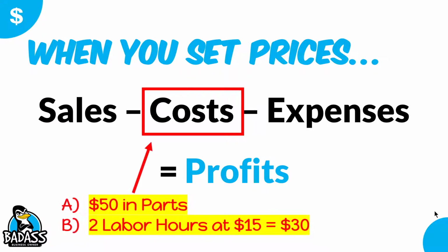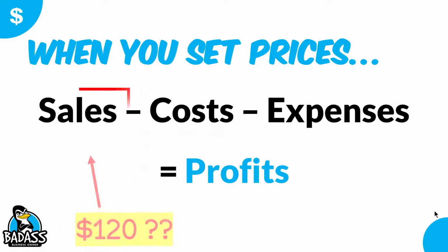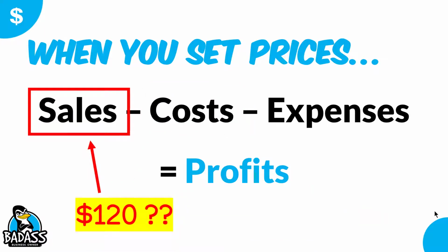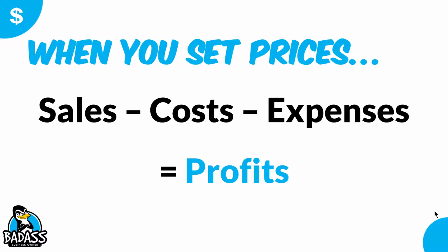So in this case, let's just take an example. We know we have $50 in parts, and we also know that we have 2 labor hours at $15. So when we look at it, our costs are starting off at $80. So we know at least at minimum in our first part of our calculation, we need to have $80 to cover our costs. Well, we're going to say, all right, I think I can do this job for $120. That's the number that they've come up with. But will it cover the expenses and the profits that this person needs to make? Well, let's find out, shall we?